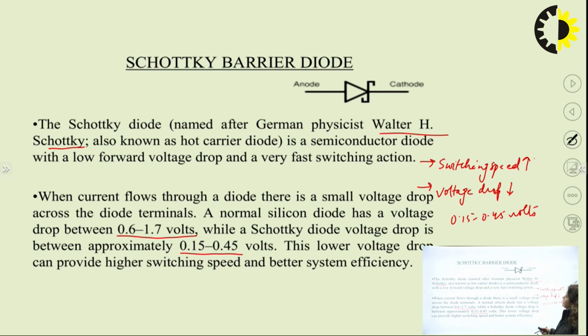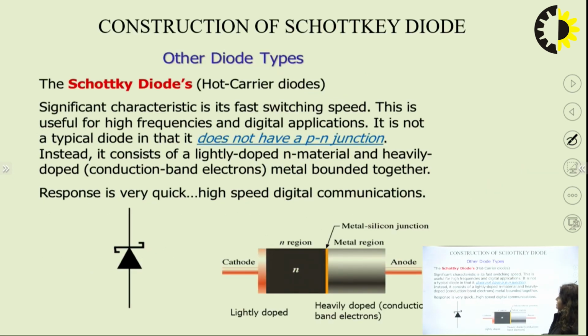If you see about the structure of the diode, it is similar to PN junction or the Zener diode. This is the positive terminal, this is the negative terminal, this is the anode and the cathode, and it's the same as Zener type of structure here. So next, construction of Schottky diode. Other diode types like Schottky diode, which is also known as hot carrier diode, which I have told you in the last lecture and this also.